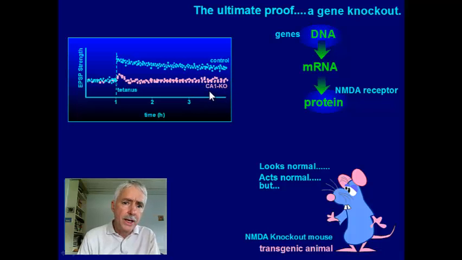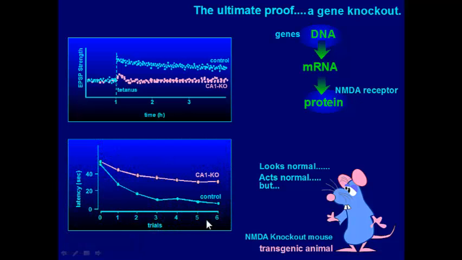This is a symbol for the knockout mouse. What this is indicating is, in fact, the NMDA receptor has been specifically knocked out in a particular area, the so-called CA1 region in the hippocampus. And you can see this has had a dramatic effect on the LTP. Almost no LTP is generated at all by knocking out the NMDA receptor.